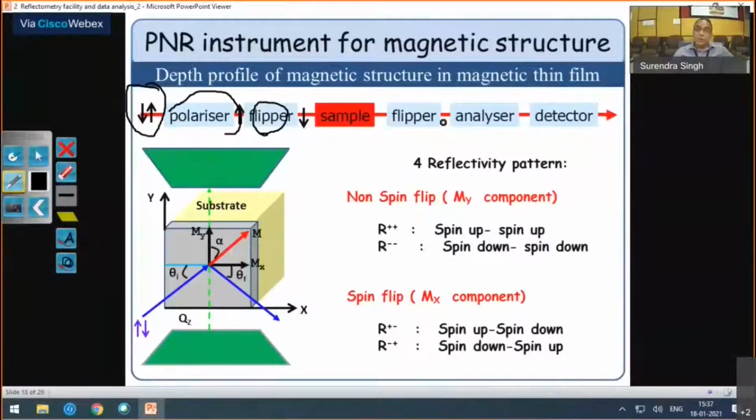And then we should have a flipper also, because in this case after reflection we also need to know the spin of the neutron. Flipper as well as analyzer. Analyzer is nothing but the same thing as a polarizer. I'm going to explain these two things later on. And then the detector. So after the sample, we have these additional things which are required to analyze the spin of the reflected neutron. So if the neutron is making some angle of incidence, and this is the magnetic field, then we will get four types of reflectivity.